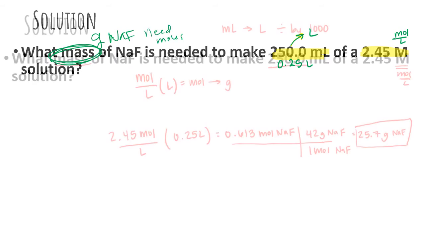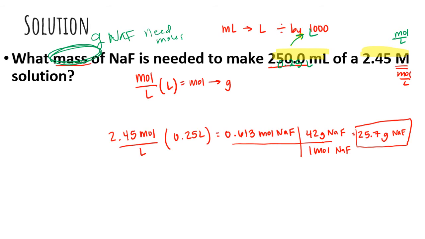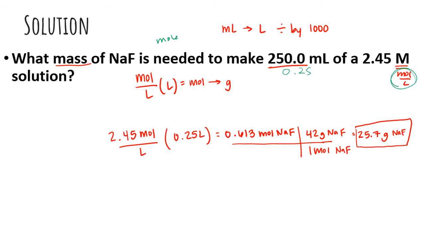So from the information given, how do we figure out moles? Well, we're going to multiply our molarity, which is moles per liter, by our liters, which we said were 0.25, and that gives us moles. So 2.45 moles per liter times 0.25 liters gives me 0.613 moles.